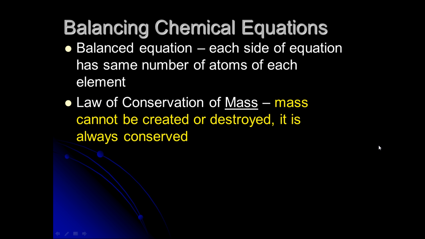The whole reason we do that is to satisfy the law of conservation of mass, which says that mass cannot be created nor destroyed, it's always conserved. So what it's saying is the mass you start with has to be the mass you end with. It can't come out of nowhere, okay? Those atoms have to come from somewhere.